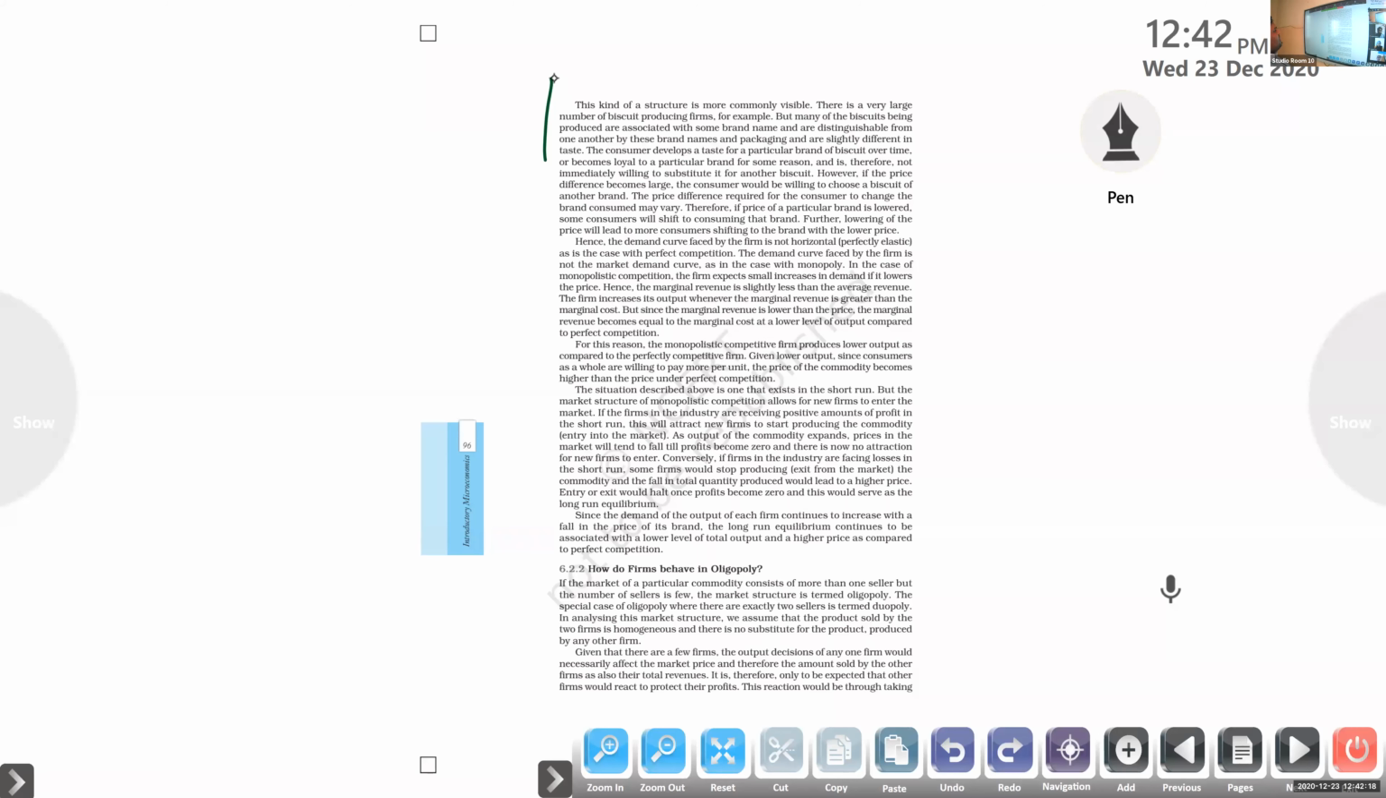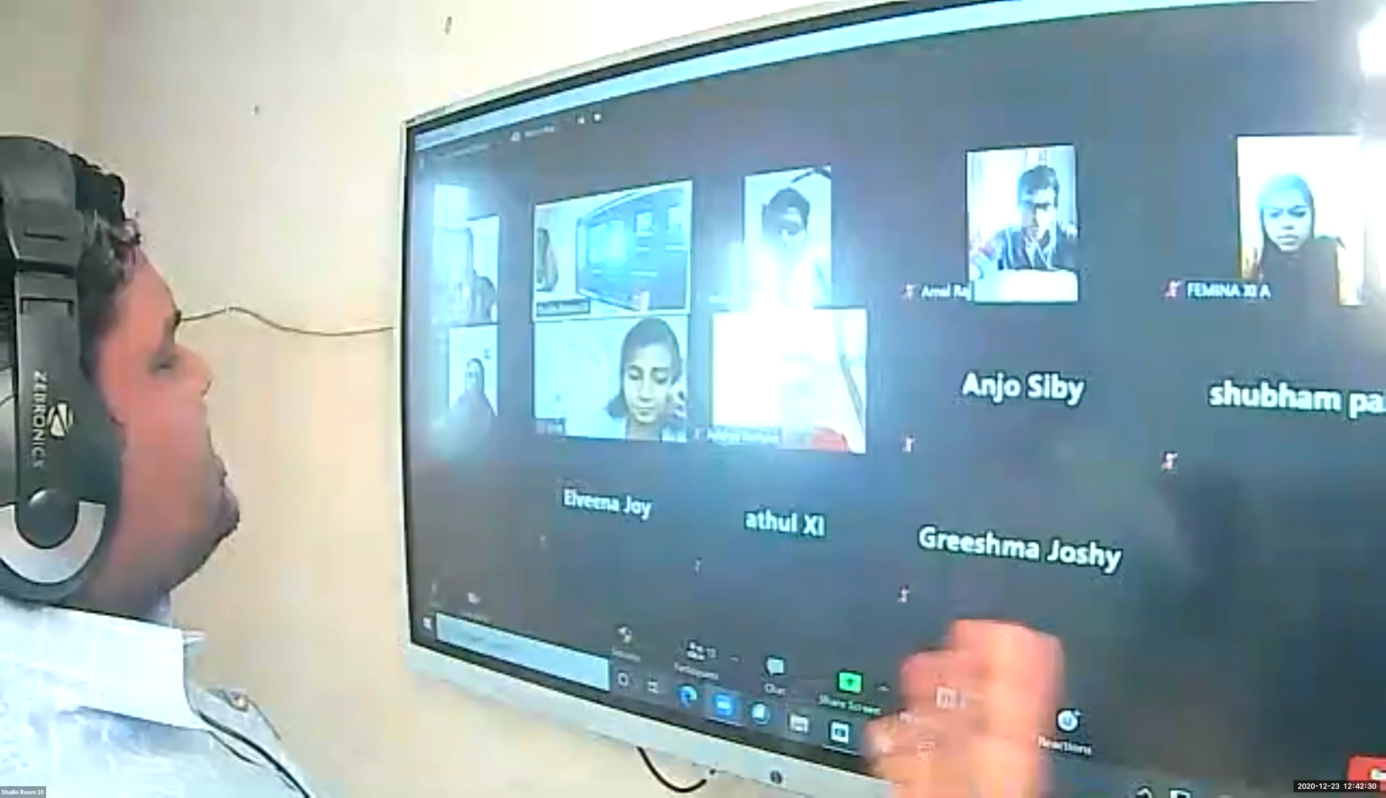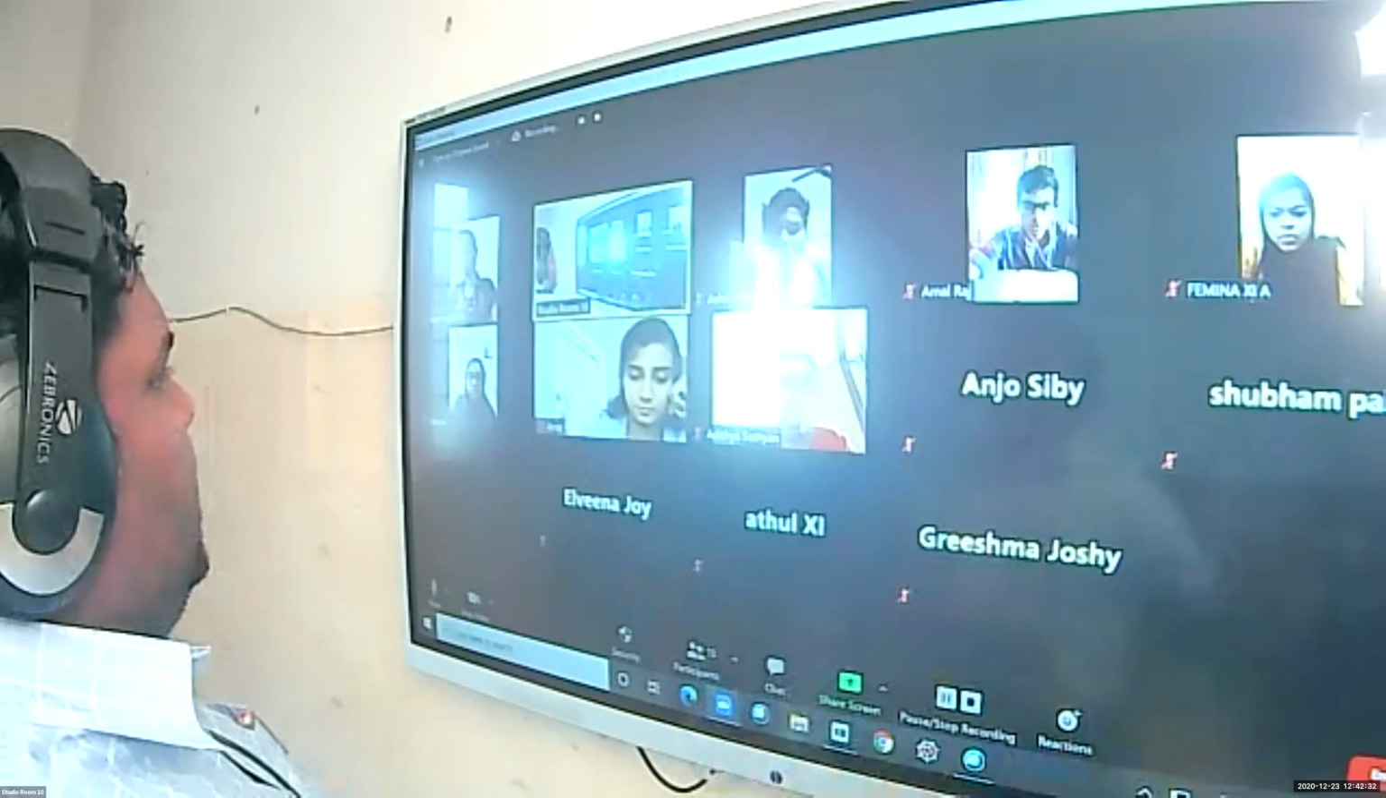The consumer develops a taste for a particular brand of biscuits over time. So consumers will purchase the biscuit not for 1 day, 2 days, 3 days. Some people will prefer a particular brand of biscuits from the shops there. They will purchase that only.